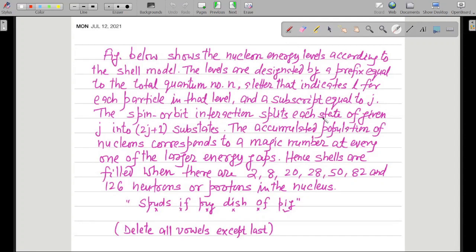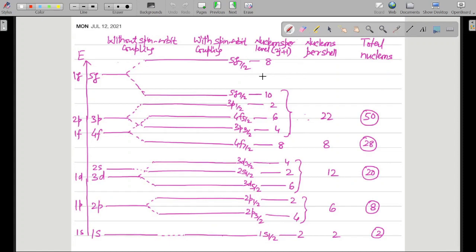The spin orbit interaction splits each state of given j into 2j plus 1 substates. The accumulated population of nucleons corresponds to a magic number at every one of the larger energy gaps. Let me tell you that the energy gap over here is huge, the energy gap over here is huge, and over here, and over here. It appears not to be huge because I have drawn the figure a little like that since I had very little space. But over here the energy gap is very high.